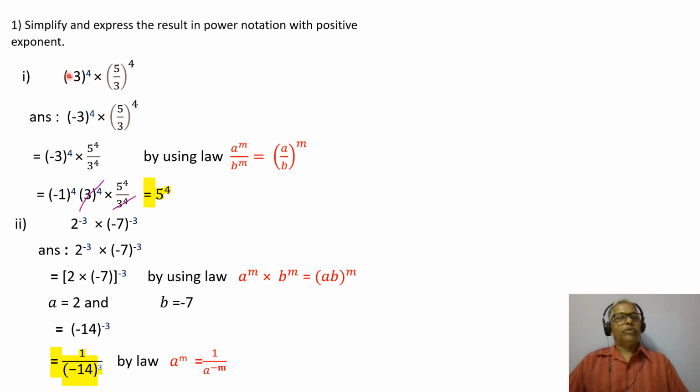First one, read it. Minus 3 raised to 4 into 5 upon 3, the whole raised to 4. Answer: write it as it is, and then write it in this manner: minus 3 raised to 4 as it is into 5 raised to 4 upon 3 raised to 4, by using the law A raised to m upon B raised to m equal to A upon B raised to m. So we are given this and we are writing it in this manner.